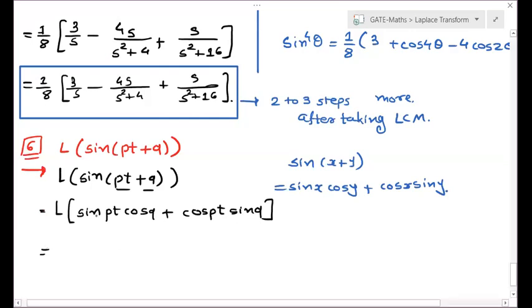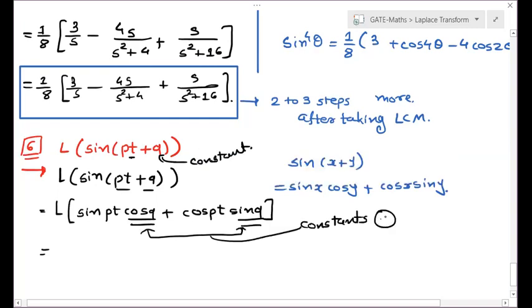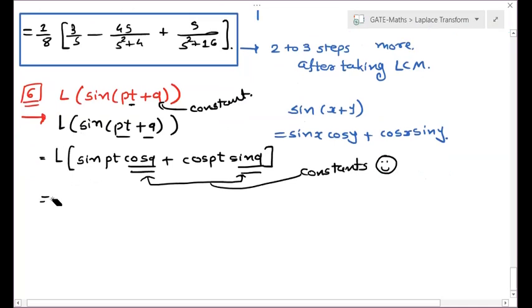Now see over here, what is our variable? The variable is t. So this q is constant for the Laplace. If q is constant, then cos q and sin q are also constants. If these are constants, we can take them outside of the Laplace transform. So cos q can be taken out: cos q Laplace of sin pt plus sin q Laplace of cos pt.